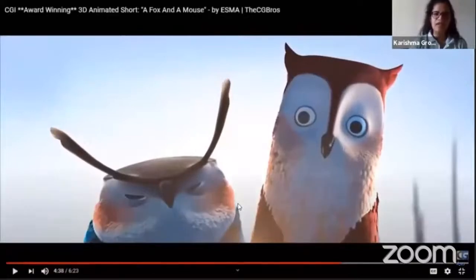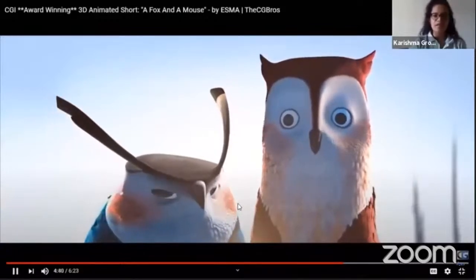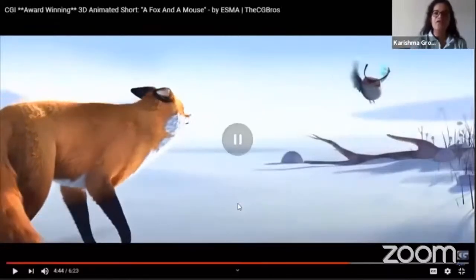Don't worry. And the owls are so tiny. The fox is so big now. So what happened? The owls decided, okay, there's no use fighting. We cannot win against him. So they flew away. Yes?